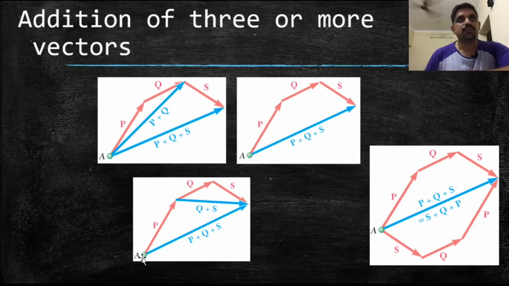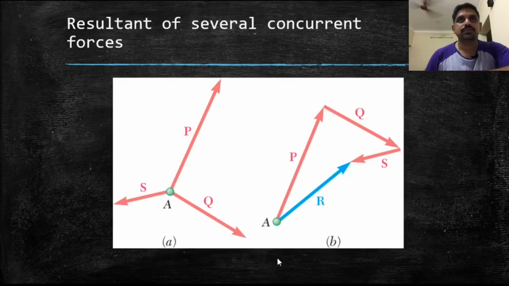That means if you have n number of vectors, you keep all these vectors with the tail of one vector on the head of another vector, like in this case from A, P, Q, S, or here say in this case S, Q, P. Finally, it all adds up to the same resultant vector. So it is a cumulative sum. So this is a typical example of the quadrilateral rule.